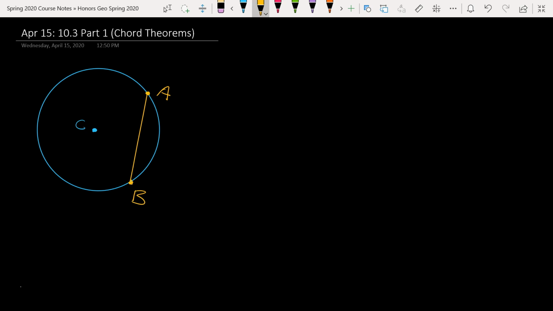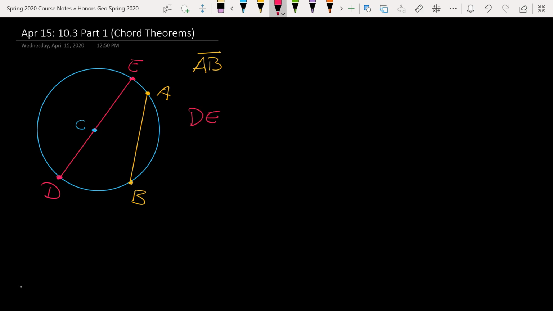A chord is just a segment, but it happens to be a segment where both of the endpoints lie on the circle. We don't have any special symbol for chords because they're just segments, so we notate them in exactly the same way. Segment AB is chord AB. There are, of course, an infinite number of chords that we could draw in any circle, including circle C here, but one type of chord is incredibly important.